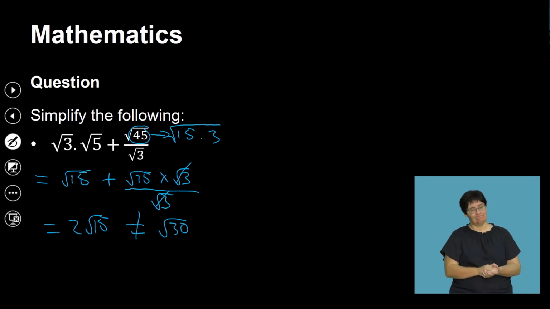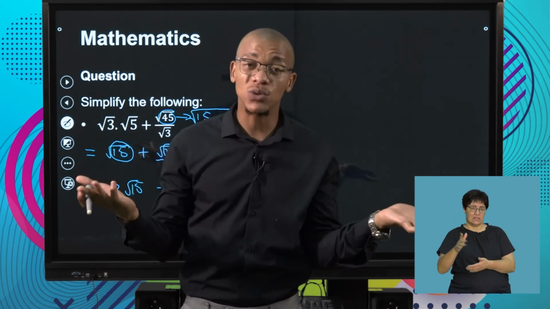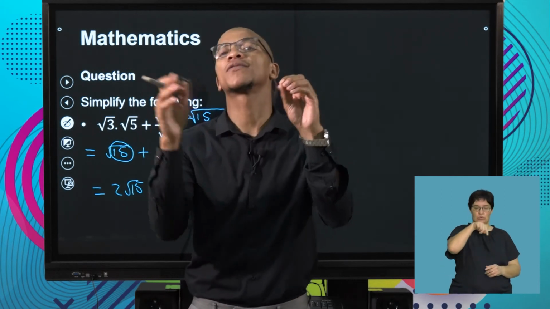Now, please don't make the mistake of thinking this is actually supposed to be root of 30, because that's one of the mistakes that you guys make. You think you can add what is inside there and what is inside there. A typical example of this: I have 1 root of 15. I'm adding it to 1 root of 15. How many roots of 15 will I have? 2. Therefore it becomes 2 root of 15. So it's the same as 1 apple plus 1 apple. It's 2 apples. It can't be the apple plus the apple and then you get something else there. Please make sure that you understand that clearly.